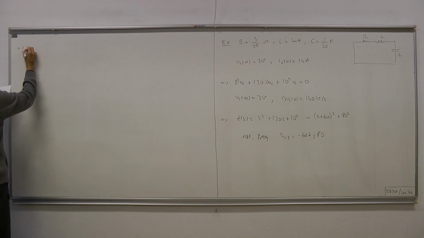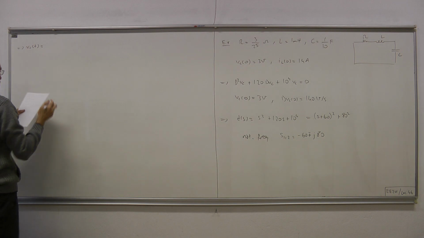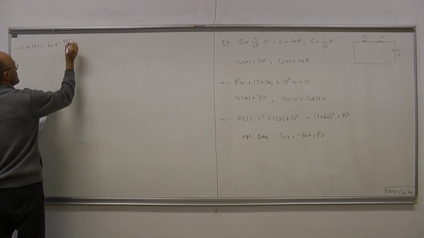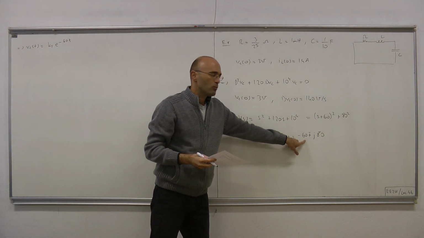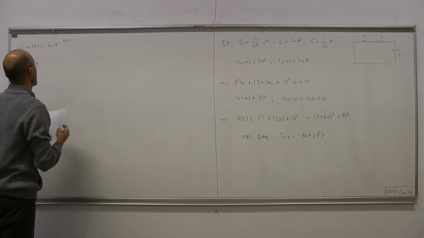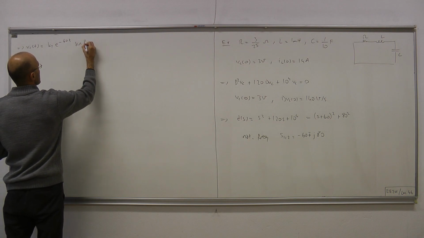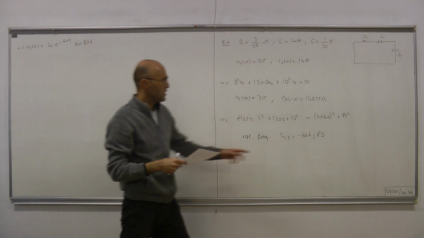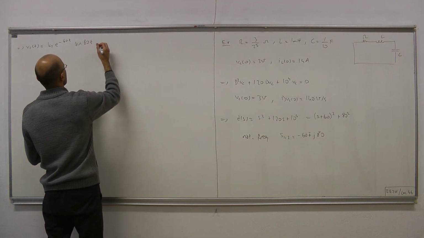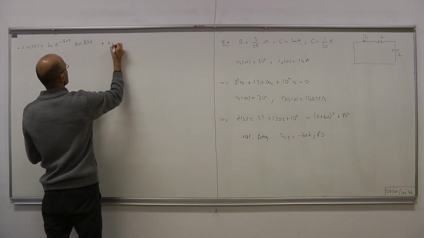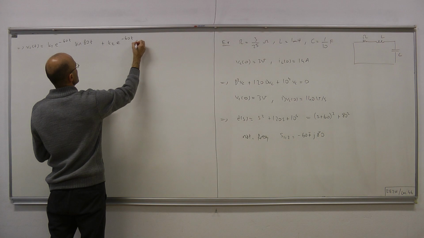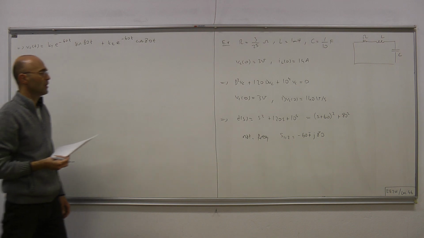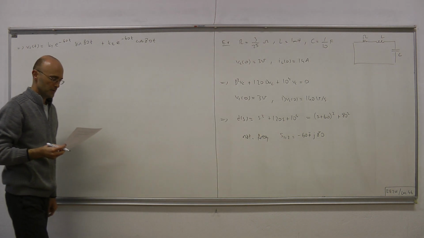Okay. So we can write that the capacitor voltage should be of the form k1 e to the minus 60t sine 80t. So that exponent is coming from the real part of the natural frequency, and this frequency is coming from the imaginary part of the natural frequency. And we have another term plus k2 e to the minus 60t cosine 80t. Okay, now let's determine k1 and k2, and for that we use the initial conditions.